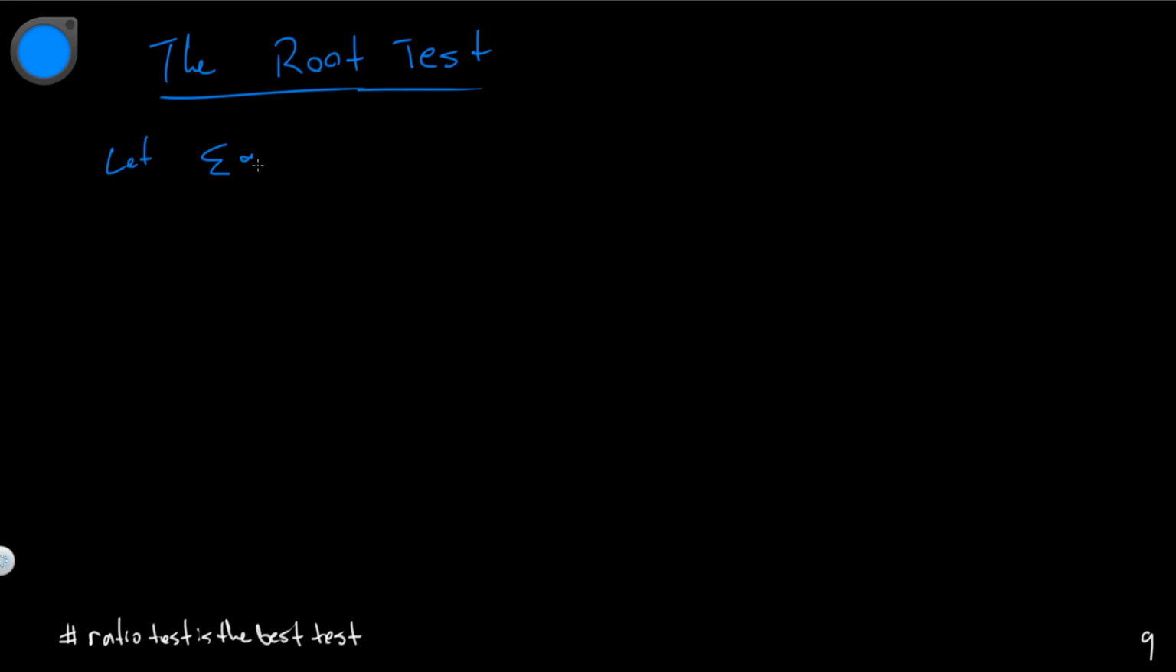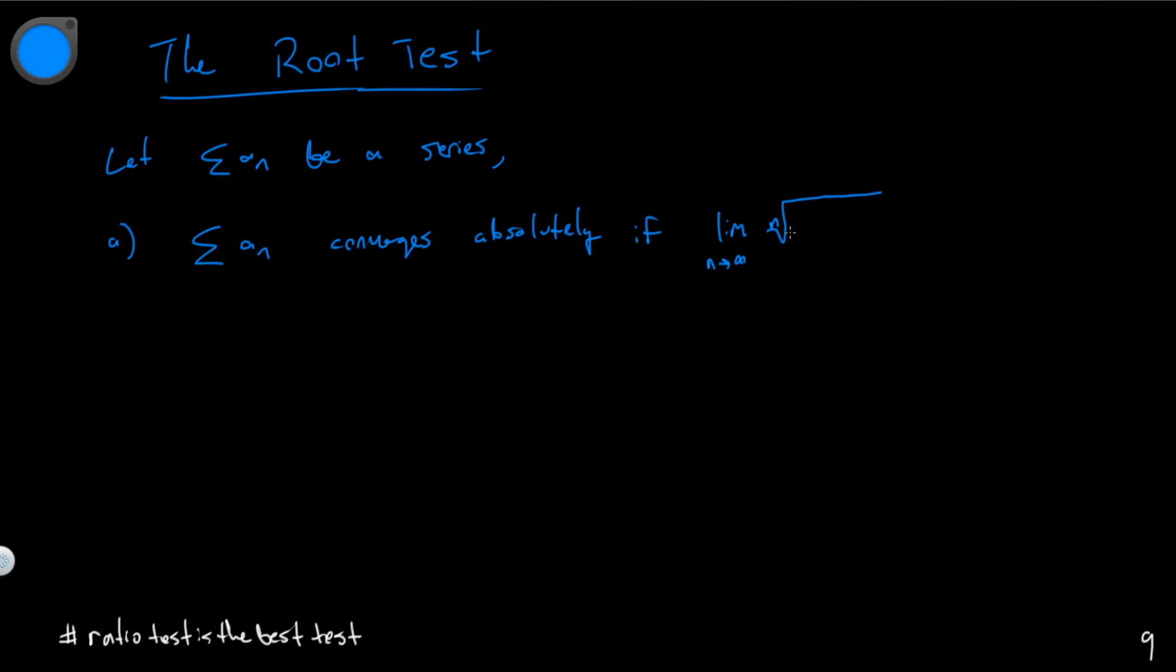Let a sub n be a series. The series a sub n converges absolutely if the limit as n goes to infinity of the nth root of the absolute value of the sequence is less than 1. It's basically just the ratio test, but with a different expression. We don't have a ratio, we have a root.